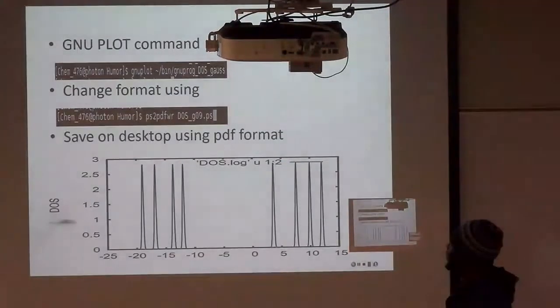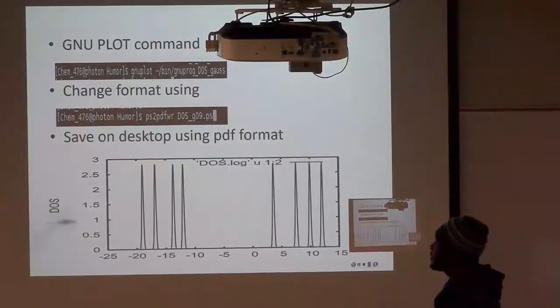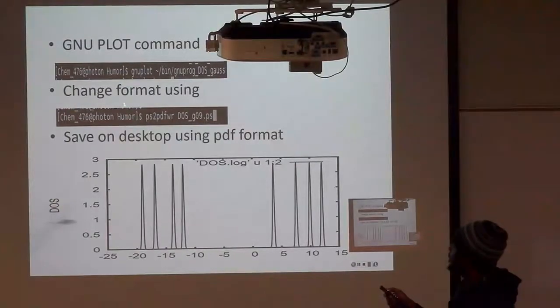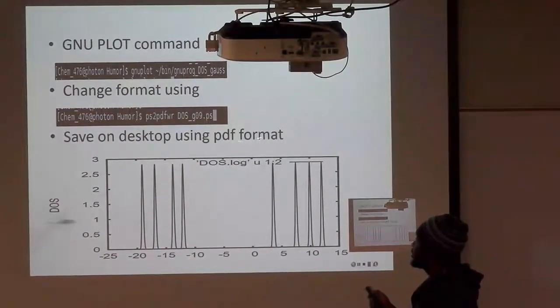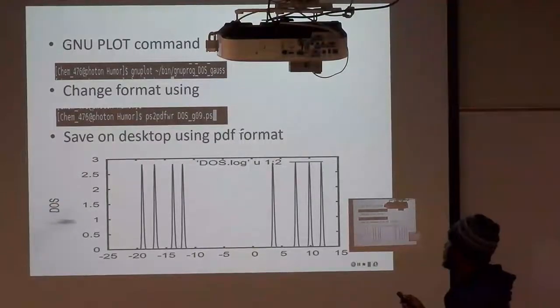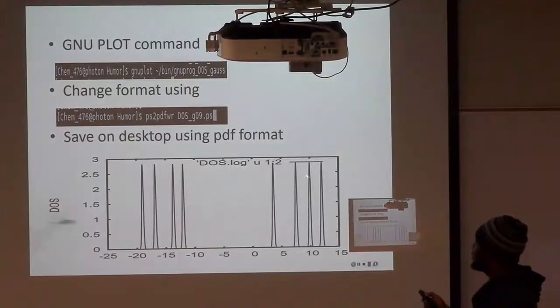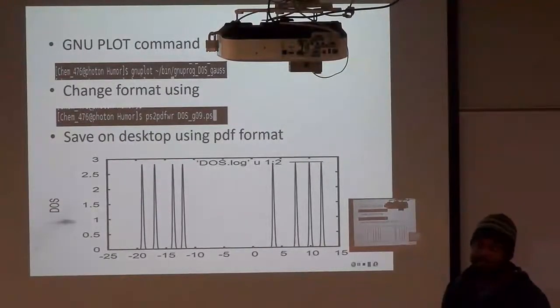And then you use the gnuplot command to plot your energy states. And after that, you change the format using this function here. And after that, you save it on your desktop, and it saves in PDF format. And you can get pictures as nice as this one. So, that's it.